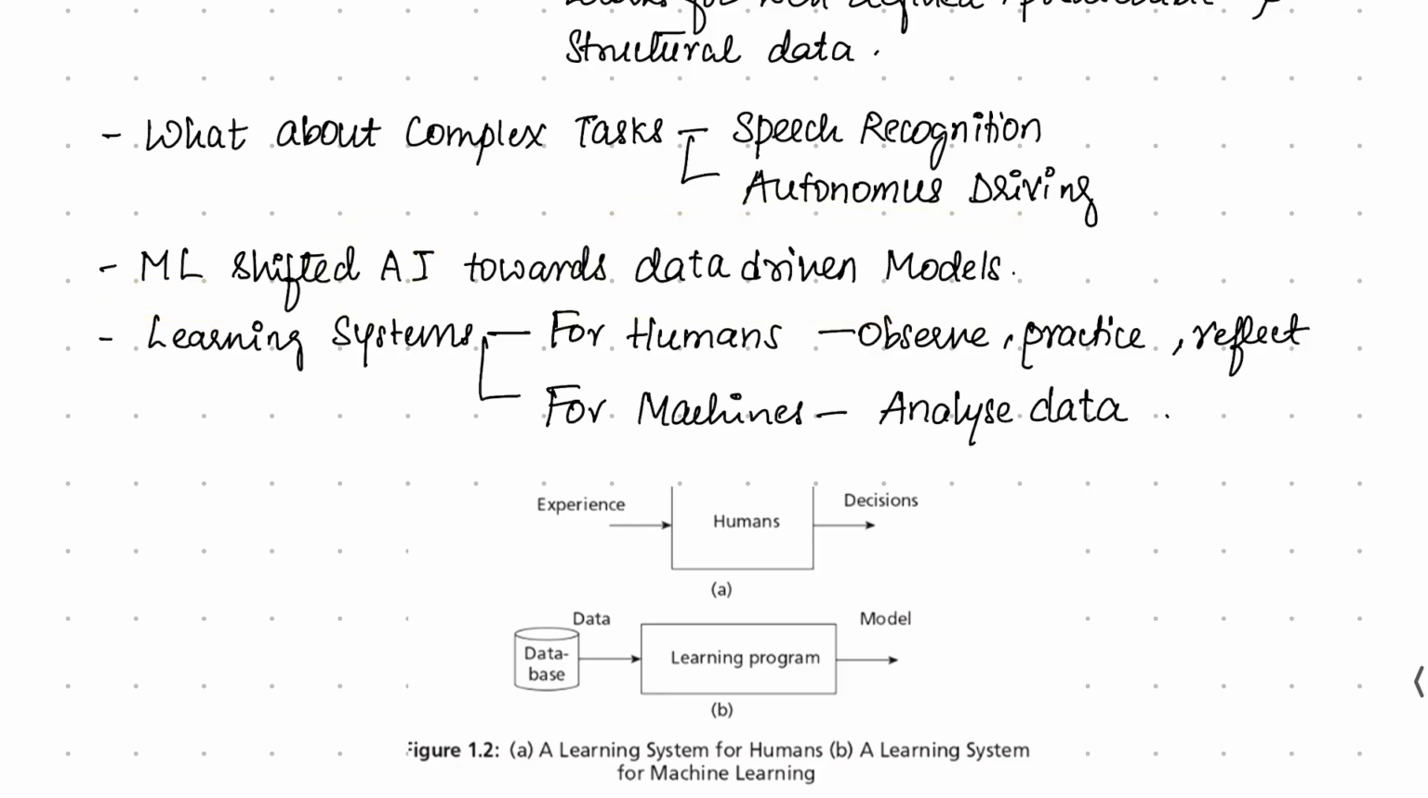Instead of relying on manually written scripts or manually written rules and regulations, the machine learning system learns from the data which is provided. That's why it is called a data-driven model. This helps the models to learn, adapt, improve, and handle complex problems more effectively.